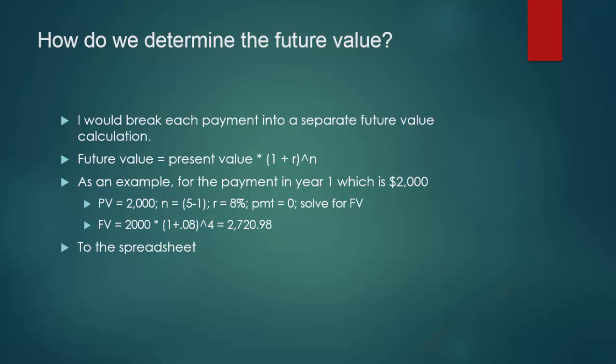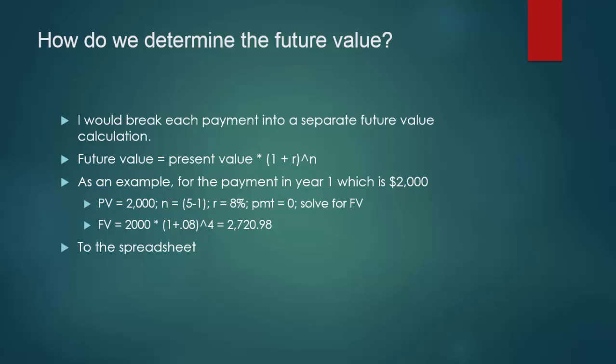I think the easiest way to answer a question like this is simply to break each cash flow into a separate future value calculation. Now, had there been a stream of even cash flows, it would be very easy to do on your calculator. And even with uneven cash flows, you can do it on your calculator. But it's always better to work in Excel or a spreadsheet like that. And it's pretty simple just to simplify the question and make each cash flow a separate calculation. So the formula for future value is present value times 1 plus the interest rate to the nth power.